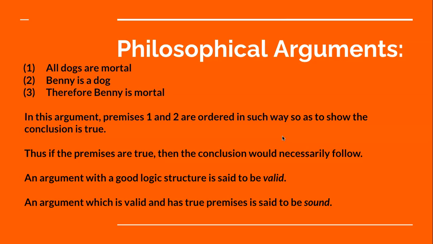An argument which is valid, which is to say it has a good structure, and has true premises, is said to be sound. So this argument is sound because it is valid, it has a good structure, and the premises are true. It is the case that all dogs are mortal, and the being that I'm referring to, Benny, is in fact a dog. So it follows that Benny is mortal.